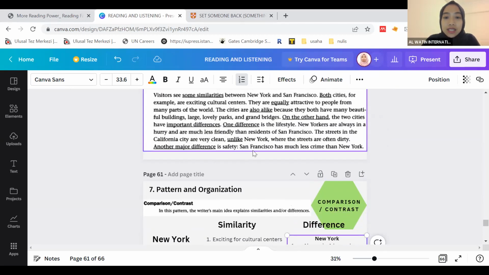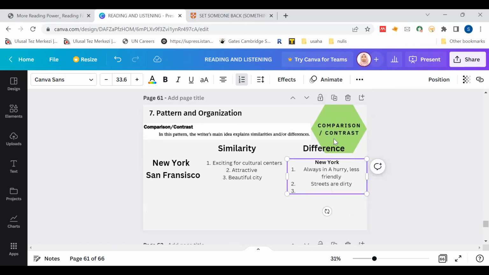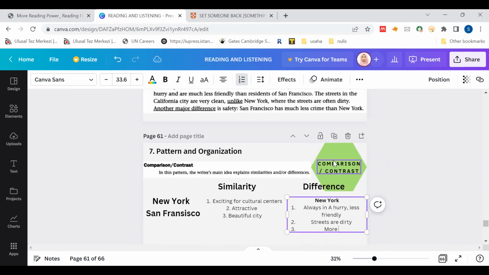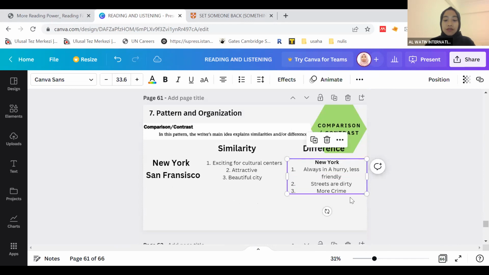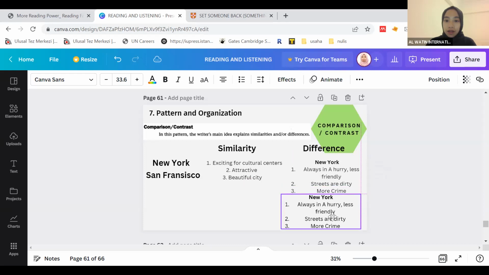Another major difference is safety. In San Francisco, it's not unsafe. New York has a lot of criminals. San Francisco is the opposite, because San Francisco has much less crime. So New York has a lot more crime. So yes, this is the difference. You can write that San Francisco is the opposite, and not in a hurry. I can write it here.